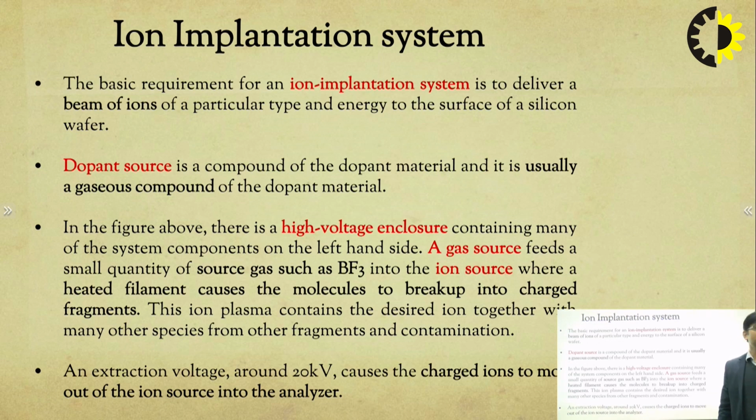So in an ion implantation system, the basic requirement is to provide a beam of ions of a particular type and energy to the surface of the silicon wafer. And in ion implantation, generally the dopant source is a compound of a dopant material. It is a compound material and usually a gaseous compound.